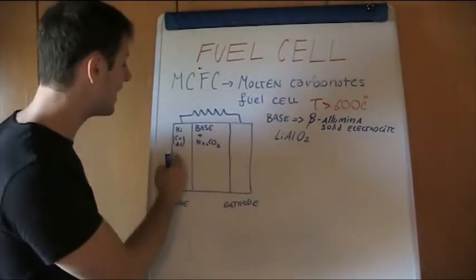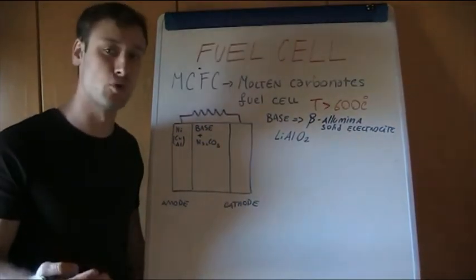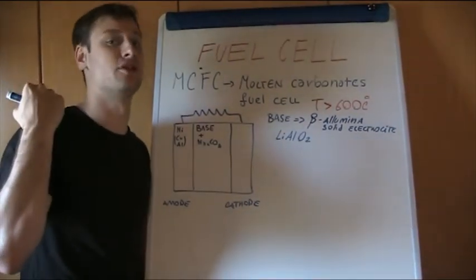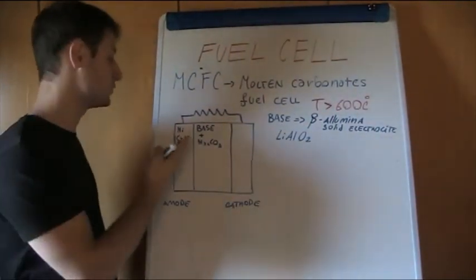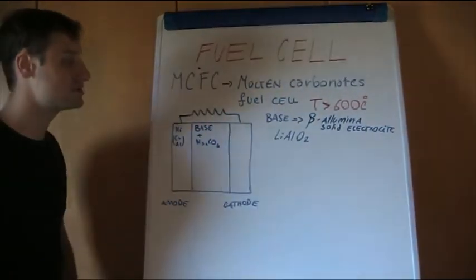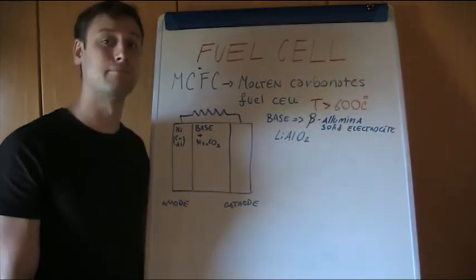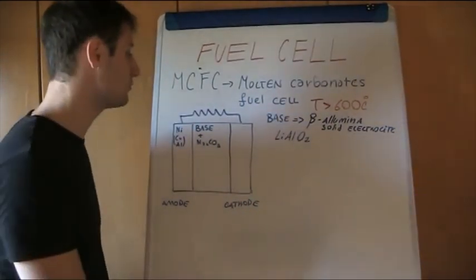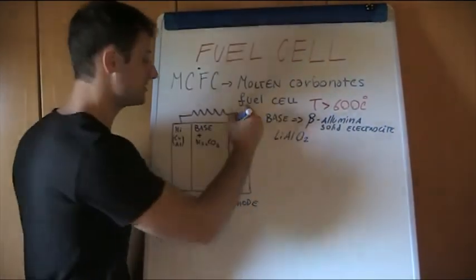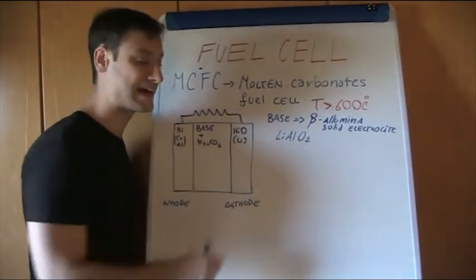But this is an alloy, with respect, for instance, to the yttria stabilized zirconia with nanoparticles of nickel-based anode in the solid oxide fuel cell. In this case we have a real alloy. And the cathode, on the other hand, is not composed of lanthanum strontium manganite, but in this case is composed of lithiated nickel oxide. What does it mean? It's a nickel oxide in which lithium was intercalated.